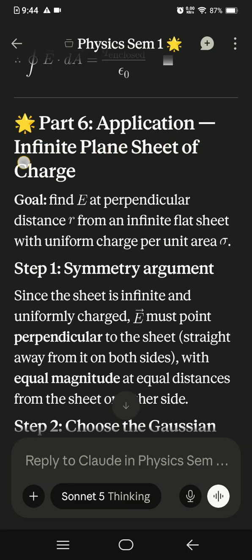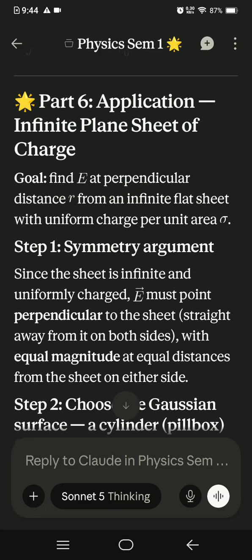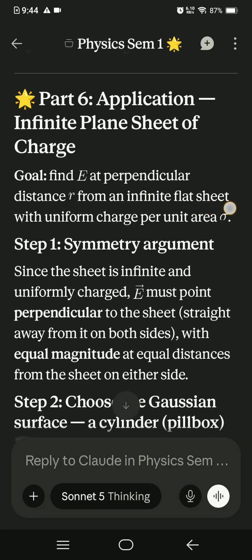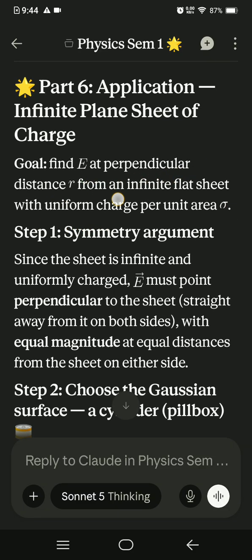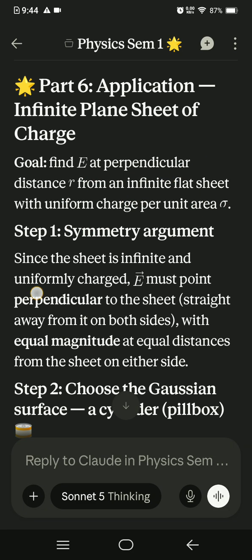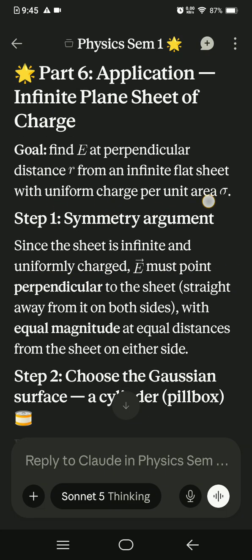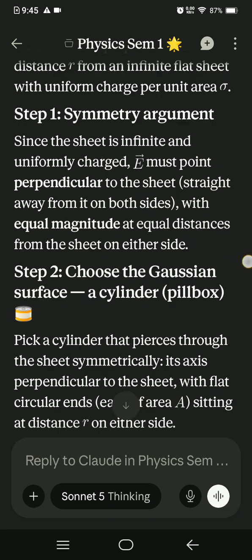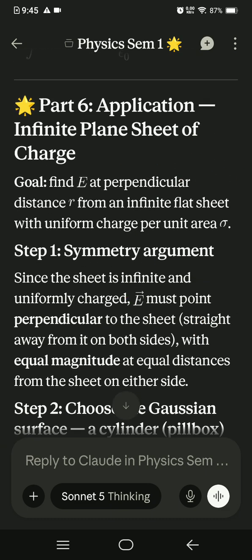Part 6 is the application to an infinite plane sheet of charge. The goal is to find the electric field E at perpendicular distance r from an infinite flat sheet. So we have an infinite flat sheet with uniform charge per unit area sigma. The charge is uniformly distributed on it, and at some distance above that sheet we are trying to find E.